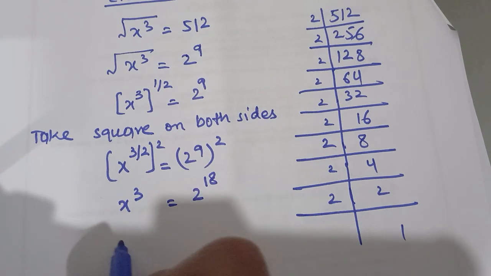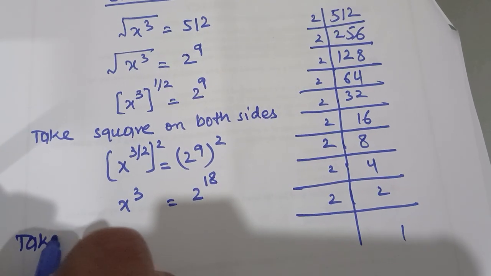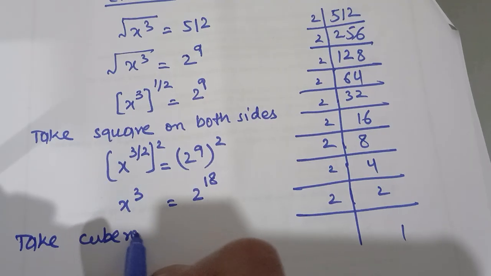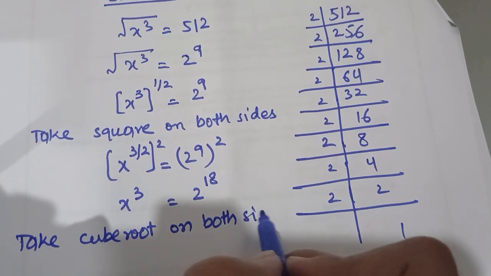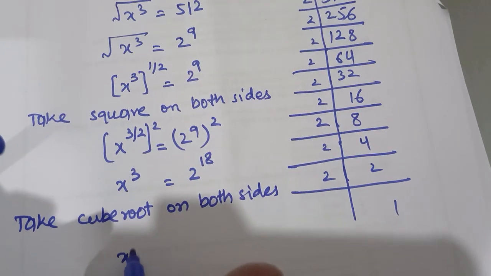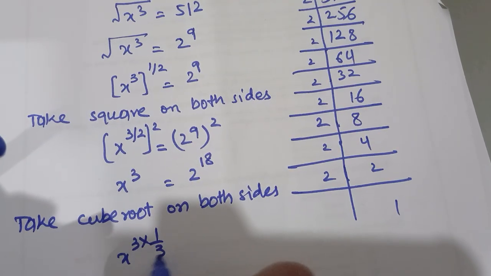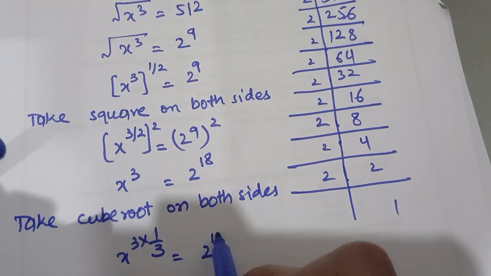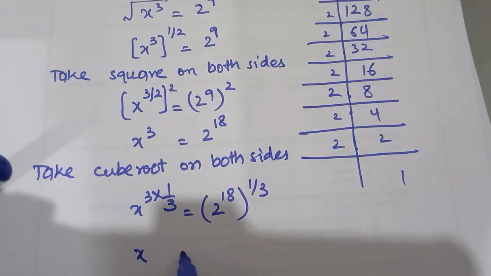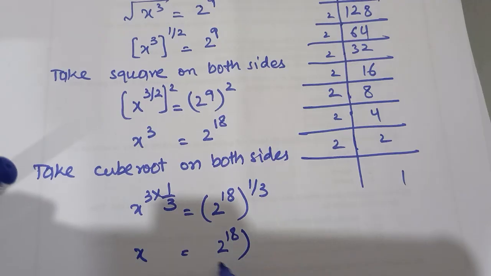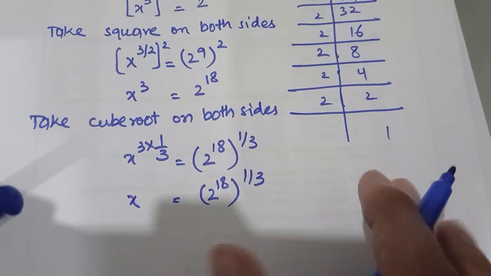So take the cube root on both sides. When we take the cube root, this will become 2 raised to the power 18 into 1 by 3. So x will become 2 raised to the power 18, 1 by 3.